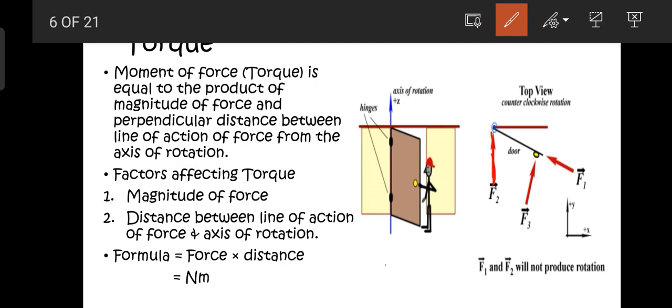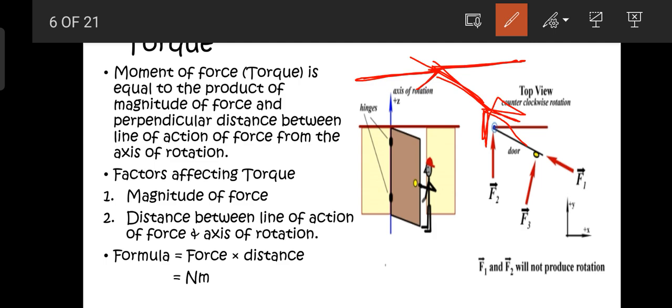Now what will happen if we put the force here? These are hinges. What will happen if we put the force on a fixed point? Will the door open or close? Nothing will happen. So, see, this is a door. If we put force here, the door will not open. If we put the force here, it will not open.